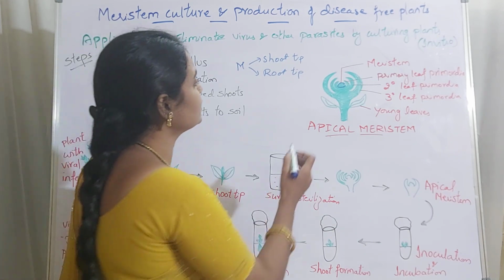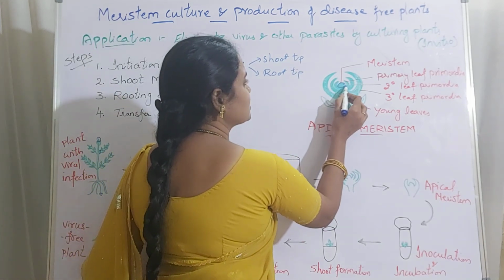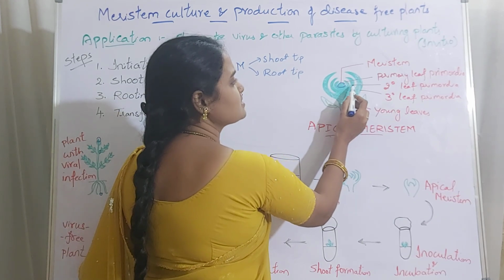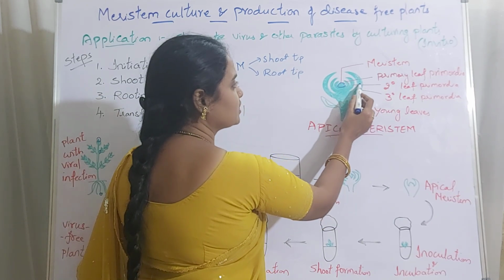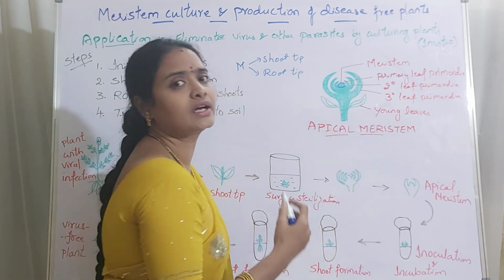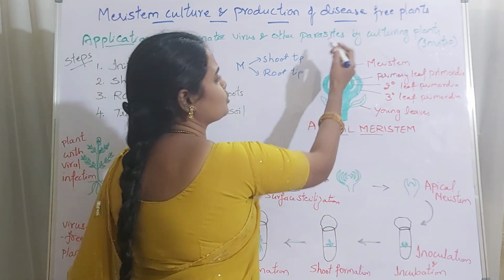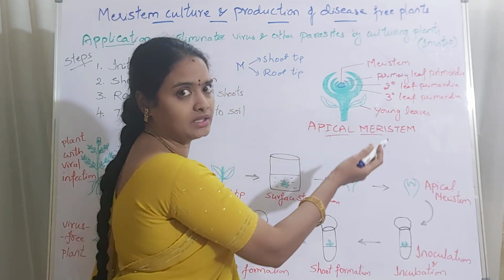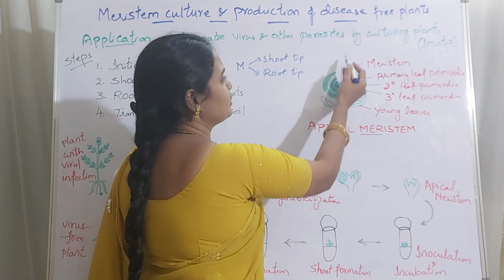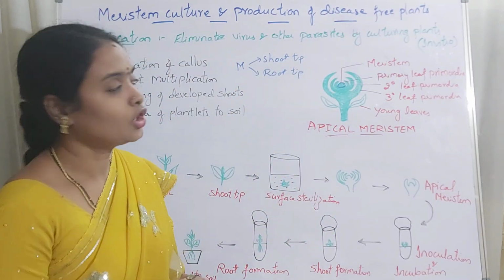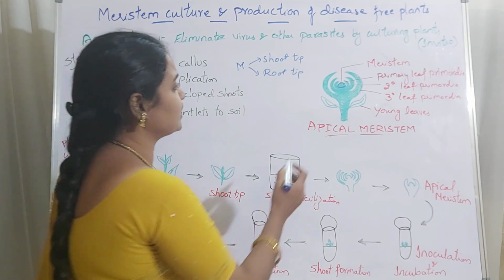Right? So here now this meristem is protected by primary leaf primordia, then secondary leaf primordia, tertiary leaf primordia, and gradually they transform into younger leaves. As the meristem is growing, these primordia will develop as younger leaves. Right? And meristem will be growing and increasing the length of the shoot. Okay, so now we are taking only this part.